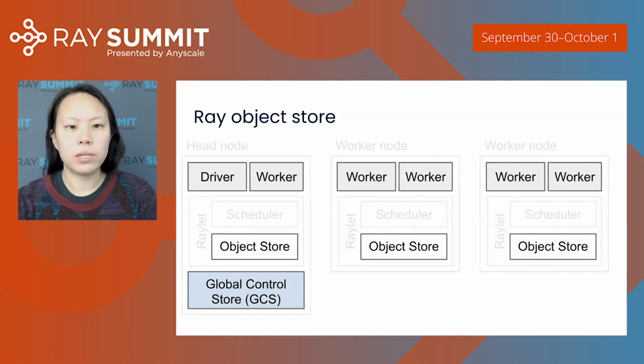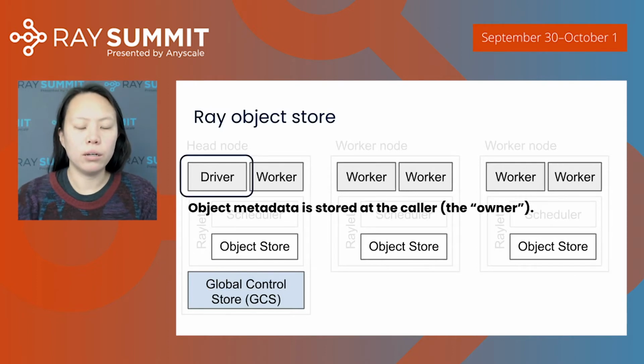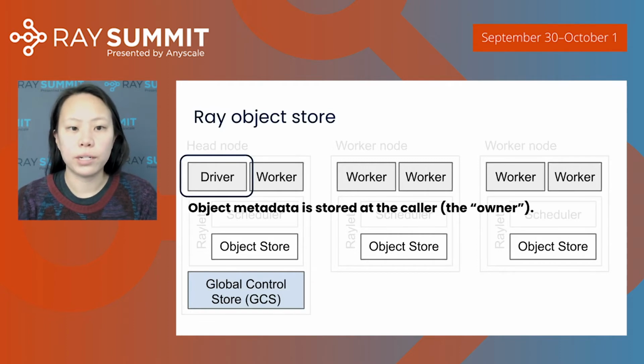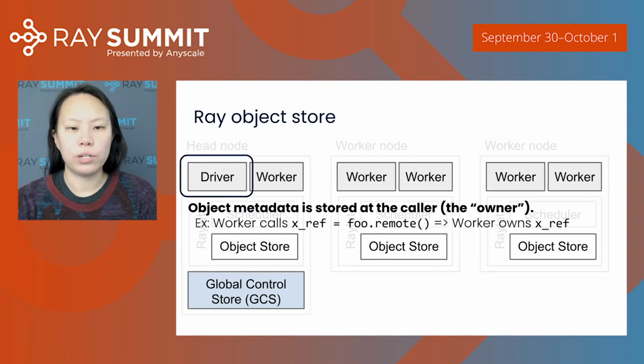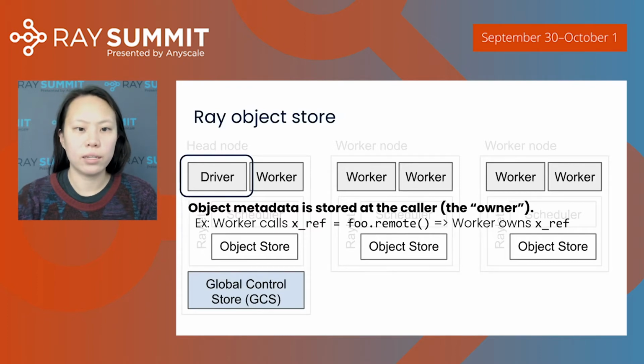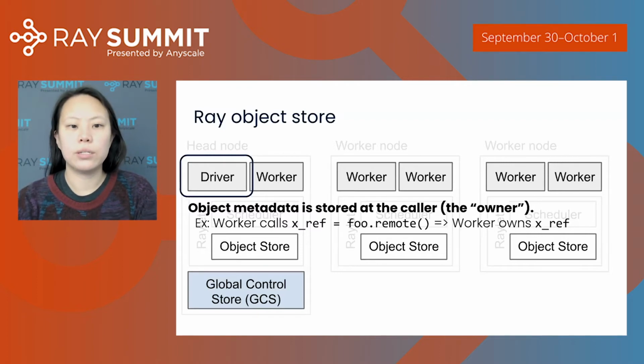The memory management system is actually a subset of the overall Ray architecture. For this talk, we'll focus on just these components. First, there's the object metadata, and for both small and large objects, the metadata is stored at the process that created the initial object ref, and we call that process the owner. For example, if a worker calls a remote function foo and that returns an object ref to x, then that worker will also own the metadata for the object x. The owner process is important because, as we'll see soon, it's involved in most of the system operations related to that object. Next, we'll look at the architecture differences for small versus large objects.